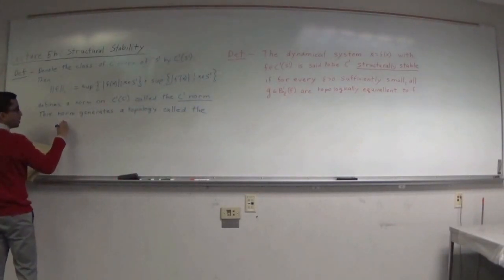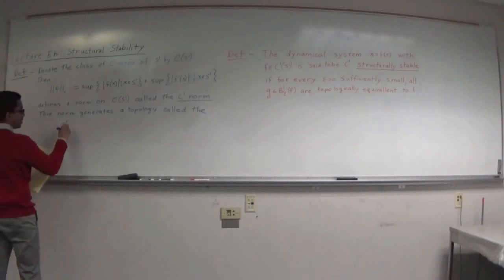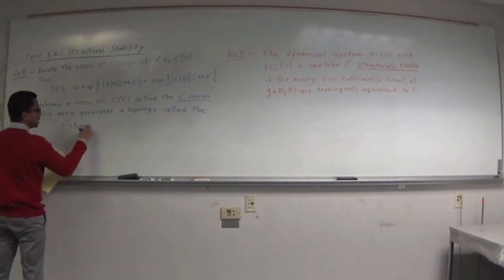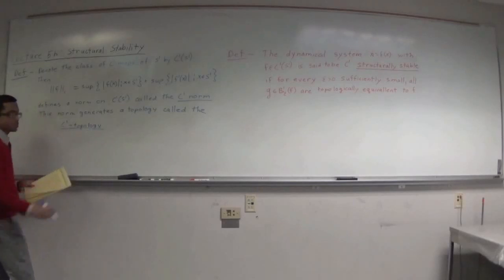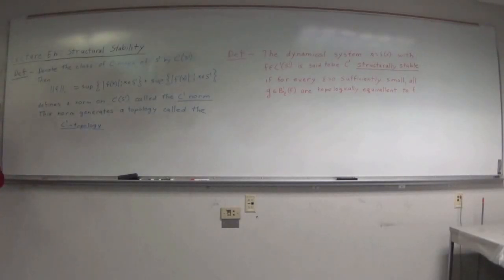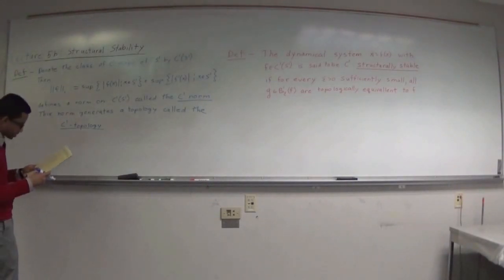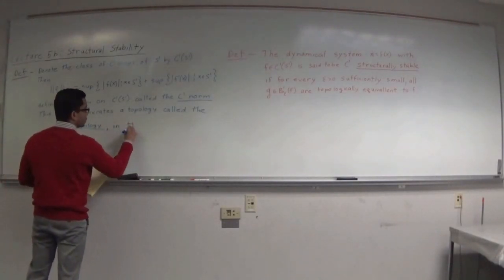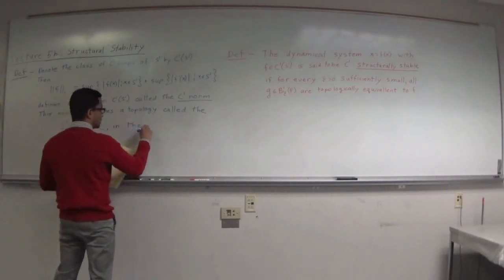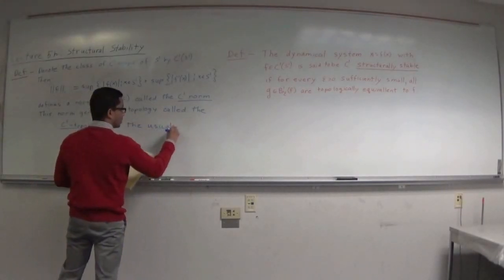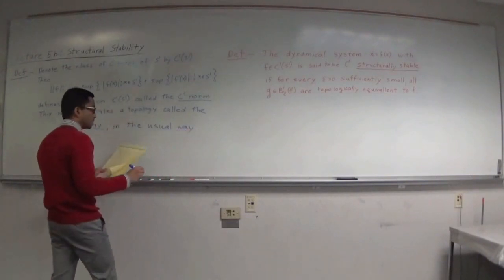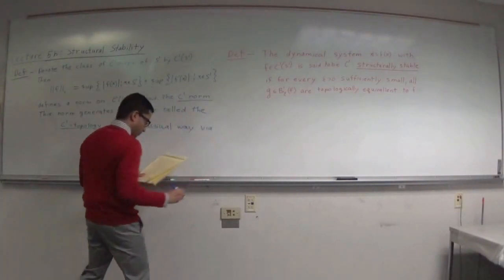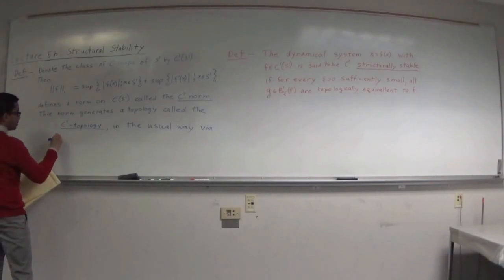So we won't go into what it means for something to be a topology, but basically we can think of it as just a type of collection of sets. So different topologies will collect sets in a different manner. So that's basically what it means. So called the C1 topology in the usual way. So whatever it means to be the usual way, via open epsilon balls.